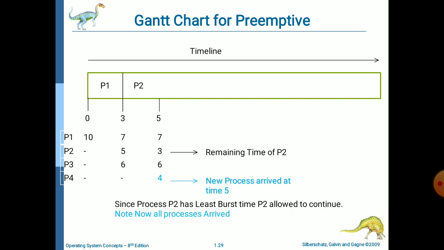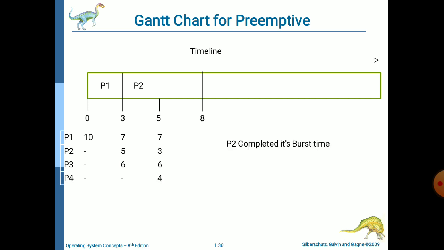At 5, all the processes have arrived. When you compare all these four processes, the remaining time of P2 is lesser compared to all other processes. So P2 is allowed to continue its execution, and P2 completes at 8, so its burst time is over. So the remaining times of all the processes are like this: P1 is 7, P2 finished, P3 remaining time is 6, P4 remaining time is 4.